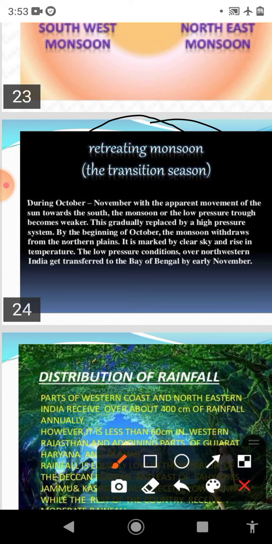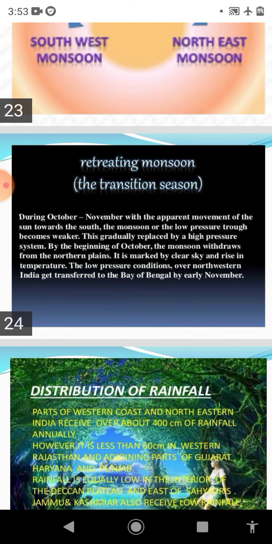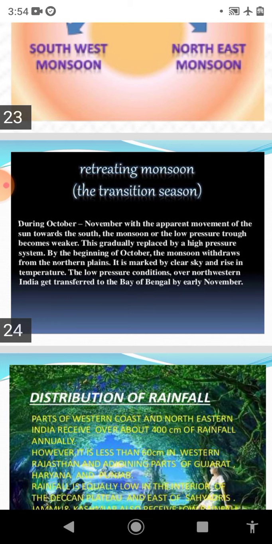Now let us discuss the temperature. The retreat of monsoon is marked by clear skies and rising temperature. During this period, humidity is very high. Due to high temperature and humidity, the weather becomes rather oppressive. This is commonly known as October heat. In the second half of October, mercury begins to fall rapidly, particularly in northern India.